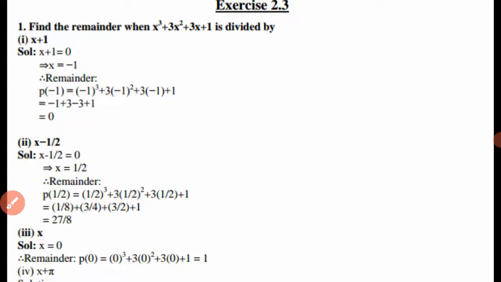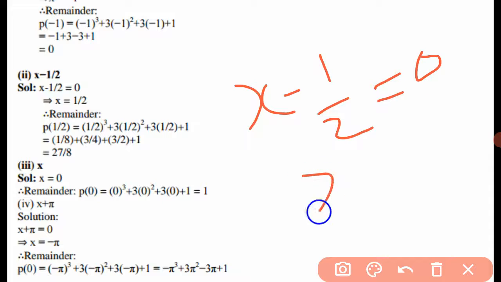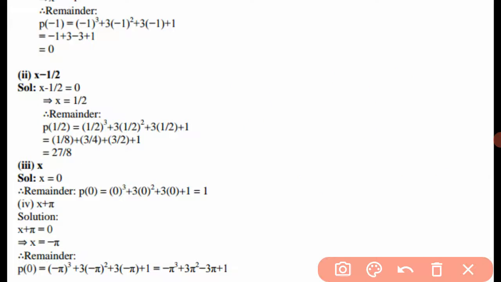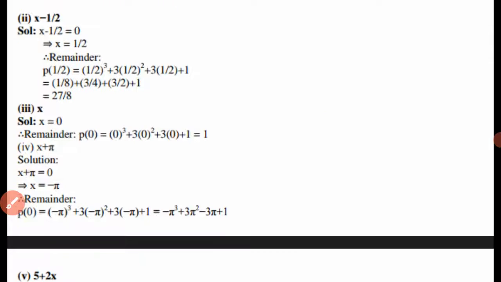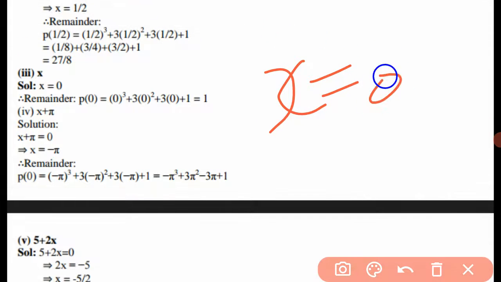Now after this, see its second part. In the second part we have given x minus 1 upon 2. So by putting it equal to 0, the value of x equals 1 by 2. So by putting the value of x as 1 by 2 in the given equation, the answer will be 27 upon 8. So 27 upon 8 will be the remainder of this equation. Now after this, the third part. In the third part we have given x. Here we will put the value of x equals to 0, and by putting the value of x, that is 0, in the given equation, the answer will be 1. So the remainder will be 1.